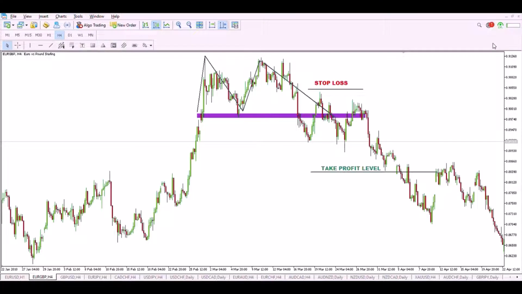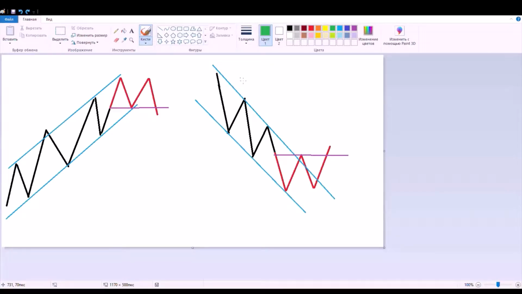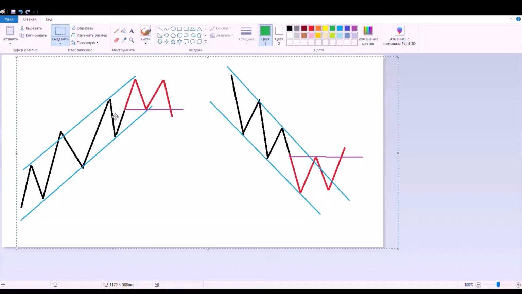Okay guys, let's get started. Here I have drawn for you these two simplified models of the double top and the double bottom pattern. Let me show you what I mean. Here you have a nice uptrend and you have the double top formation marked in red. Here you have a downtrend, and you have again the double bottom formation marked in red.